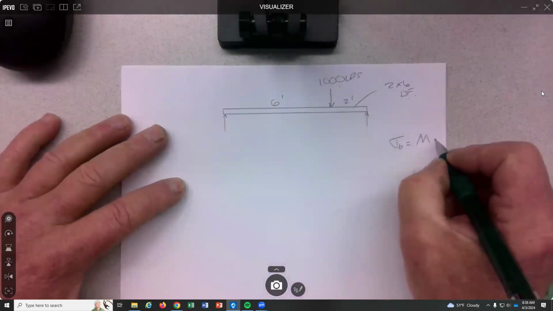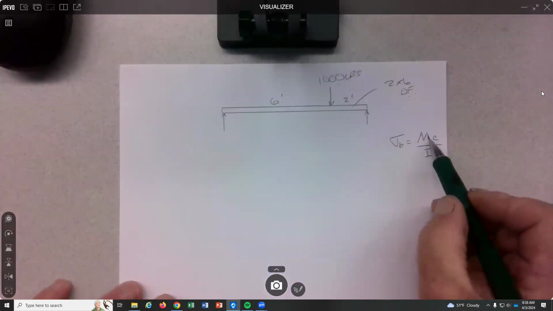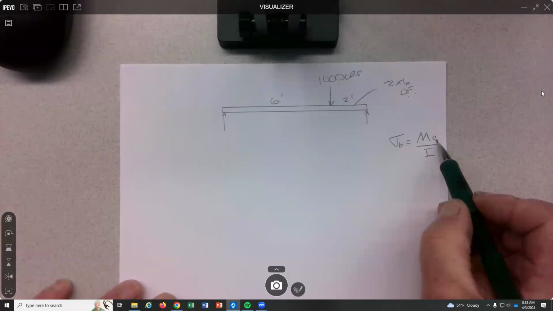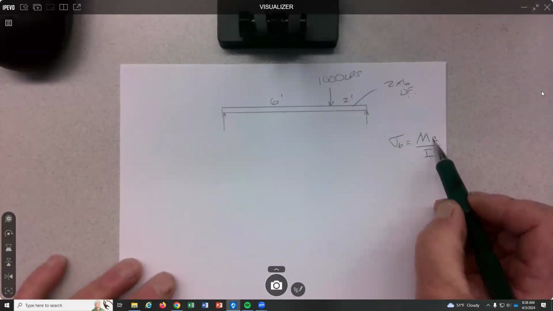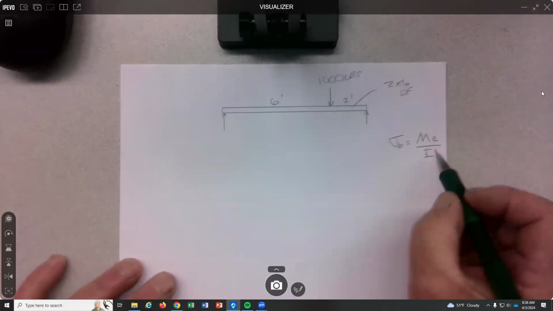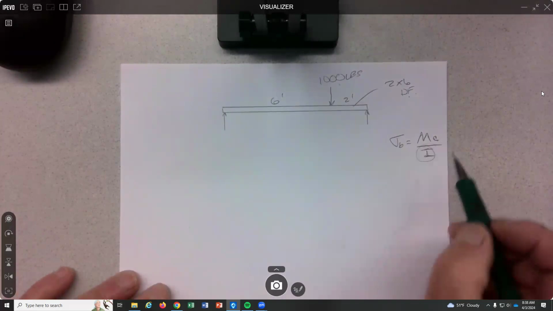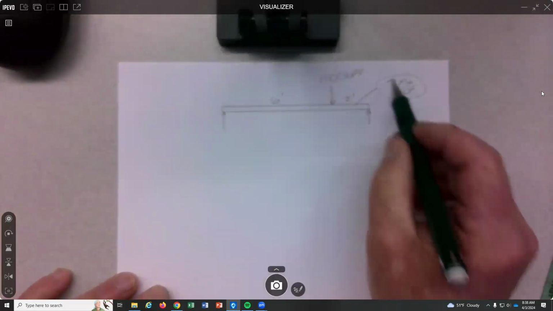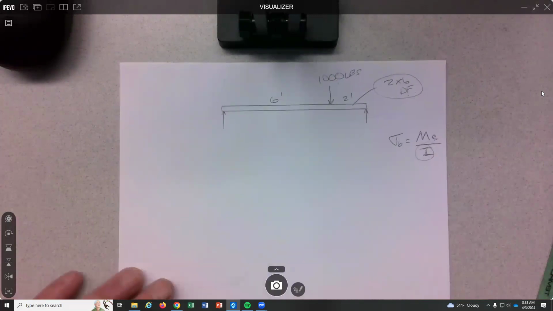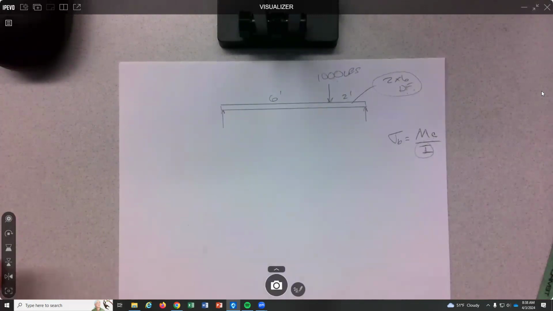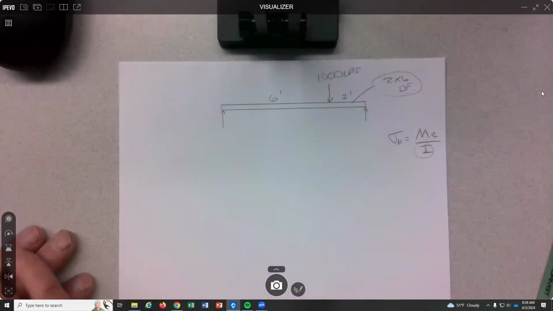And that's MC over I. Moment. Centroid distance from the neutral axis to the outermost fiber is C, and then inertia. So the inertia is based off of this shape. We can look that up. C is based off of this shape. You can look that up. So really the challenge with bending stress is understanding the load, which is a moment, right?